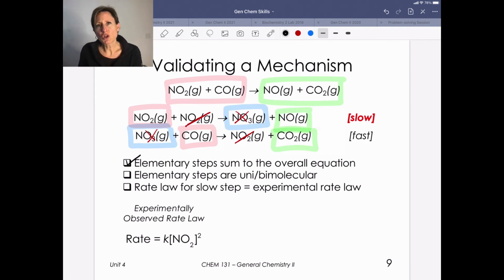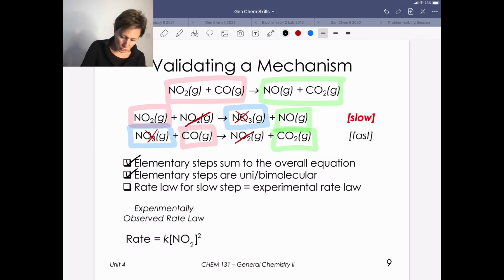Second piece is just look at your elementary reactions. Make sure that they don't have a lot of stuff as reactants. Well, my slow step, my first step there, is listed as a bimolecular reaction, and so is my second step. They're both bimolecular. Now, the last thing is make sure that the rate law for the slow step matches the experimental rate law.